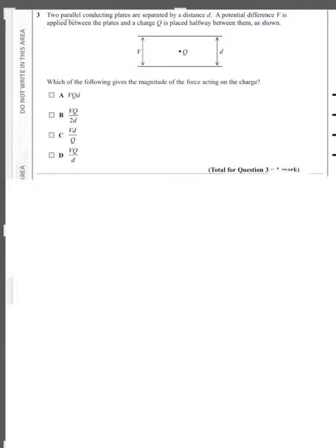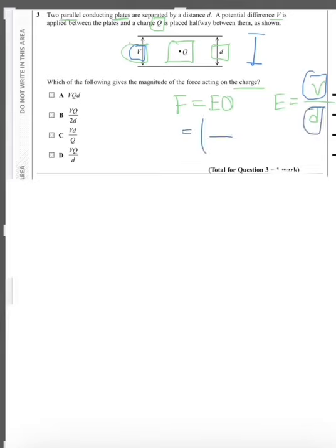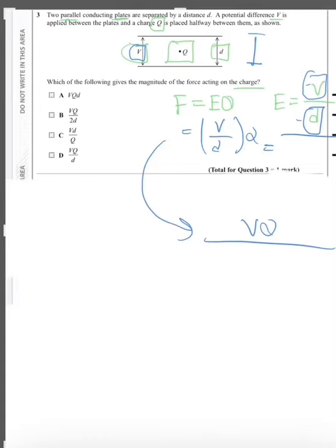Two parallel conducting plates are separated by a distance d. Potential difference V is applied between the plates and a charge Q is placed halfway between them as shown. Which of the following gives the magnitude of the force acting on the charge? The force on the charge is F equals EQ, and we also know that E equals the potential difference by the distance between the plates. So E equals V by d, so V by d into Q, which is VQ by d. So the answer is D, since it is the only answer that matches.